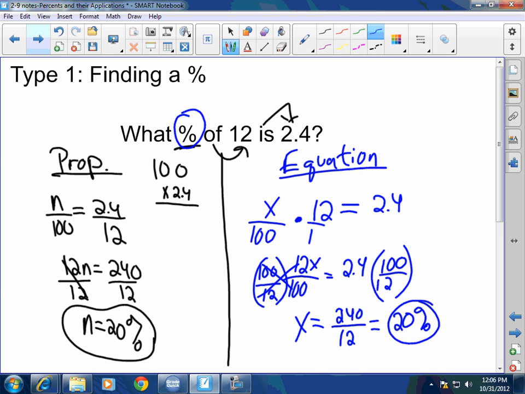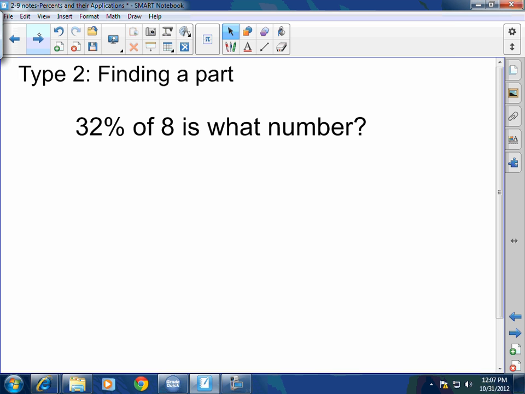Just on this first example, which one do you guys like better? The proportions, it blows it away. Night and day. Less math to do, less setup. It's a lot easier. You just got to read carefully. Finding a part.